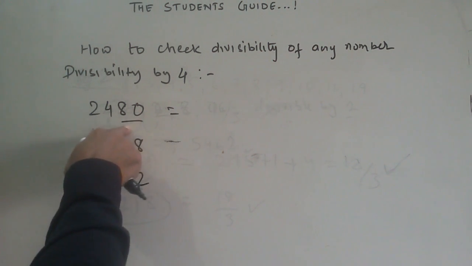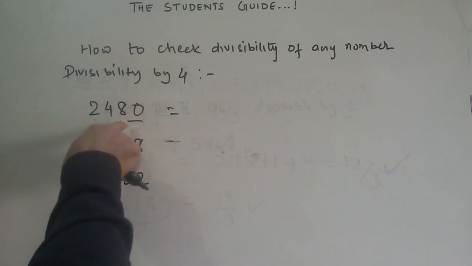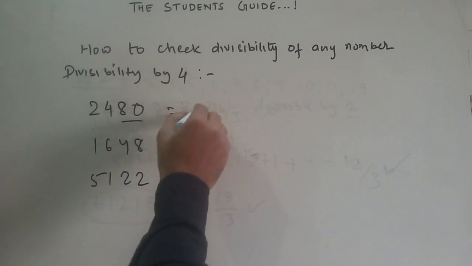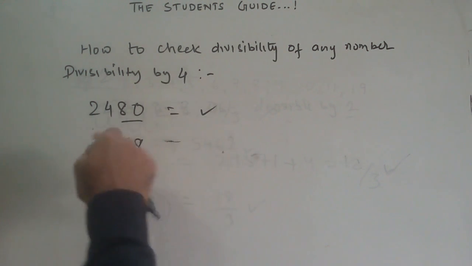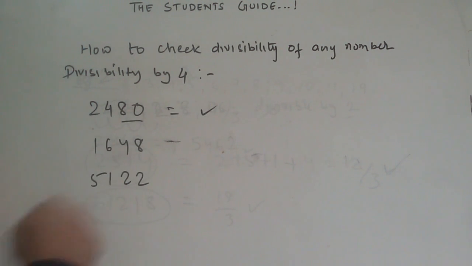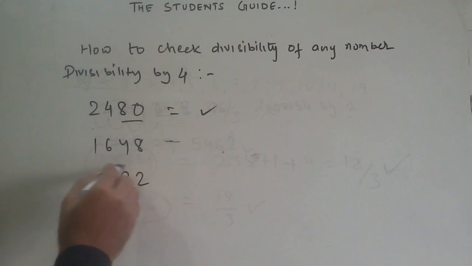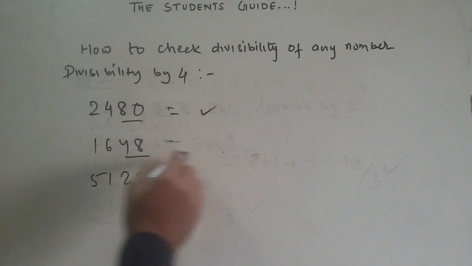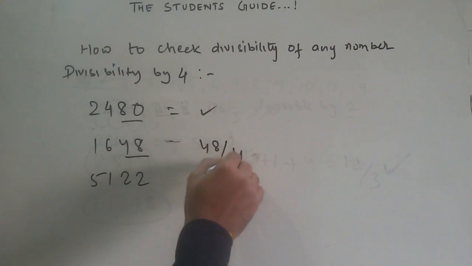The last 2 digits are 8 and 0. Is 80 divisible by 4? Yes, 80 is completely divisible by 4. Then this whole number will be divisible by 4. Now in the second case, the second question is 1648. Are the last 2 digits divisible by 4? We will see 48 is divisible by 4.